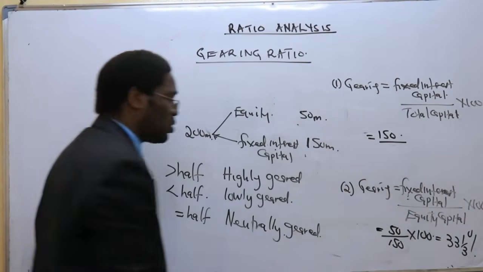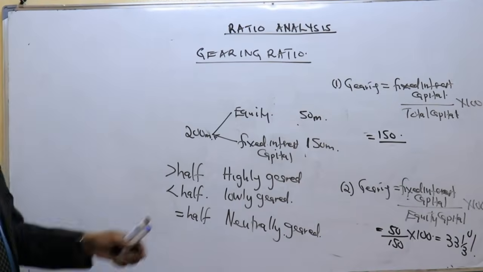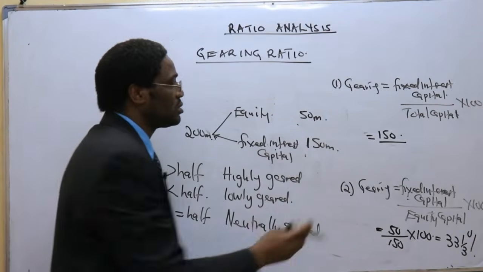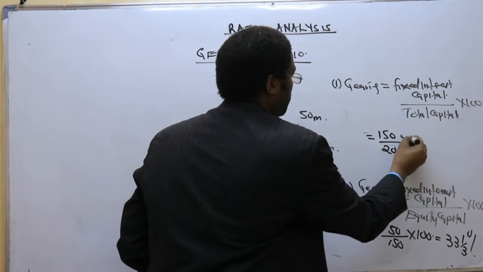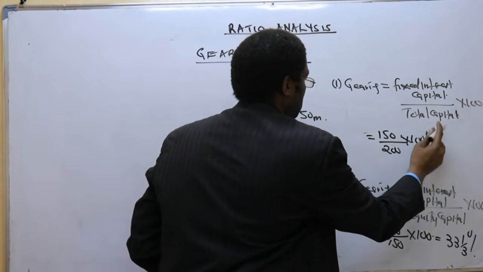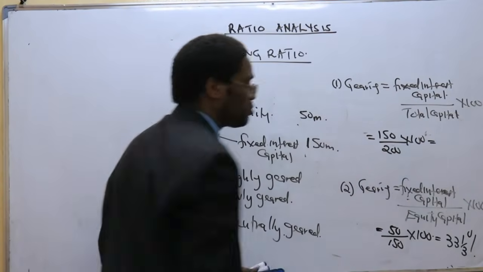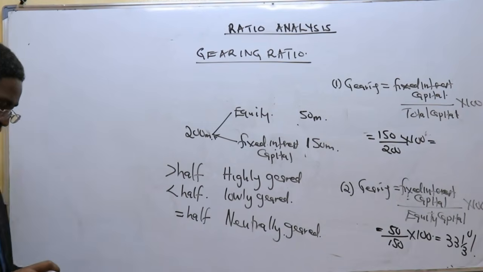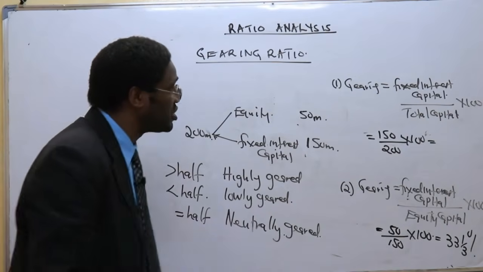divide by total capital, which is 50 plus 150, that is 200. I'll multiply that by 100. So what does it come to? What's the ratio there? I take 150, I divide by 200. That gives me a ratio of 75.